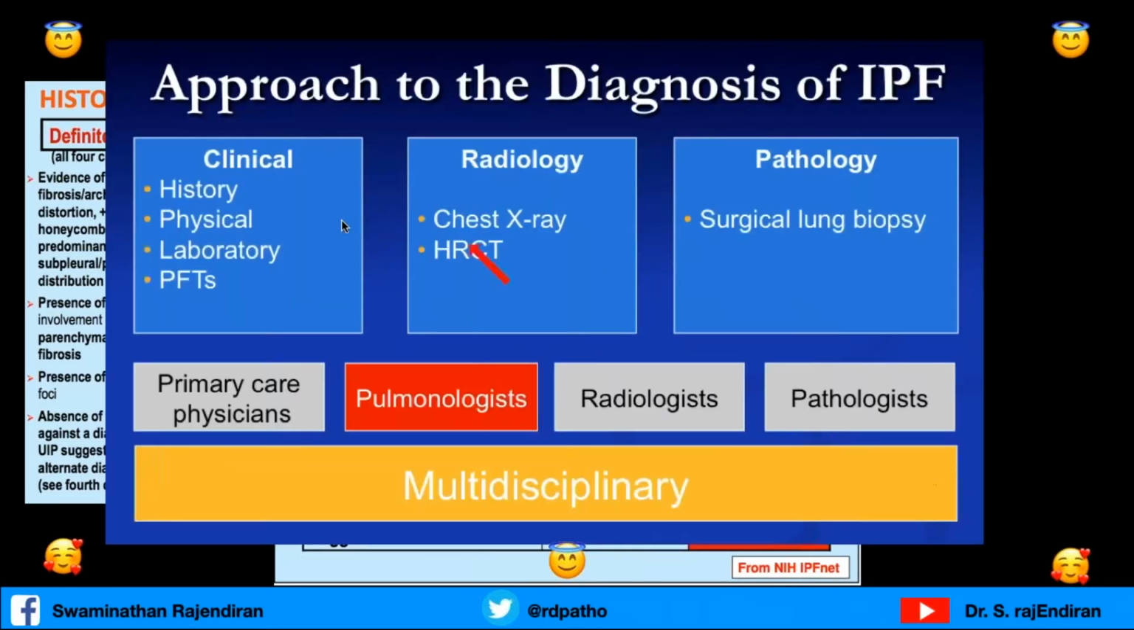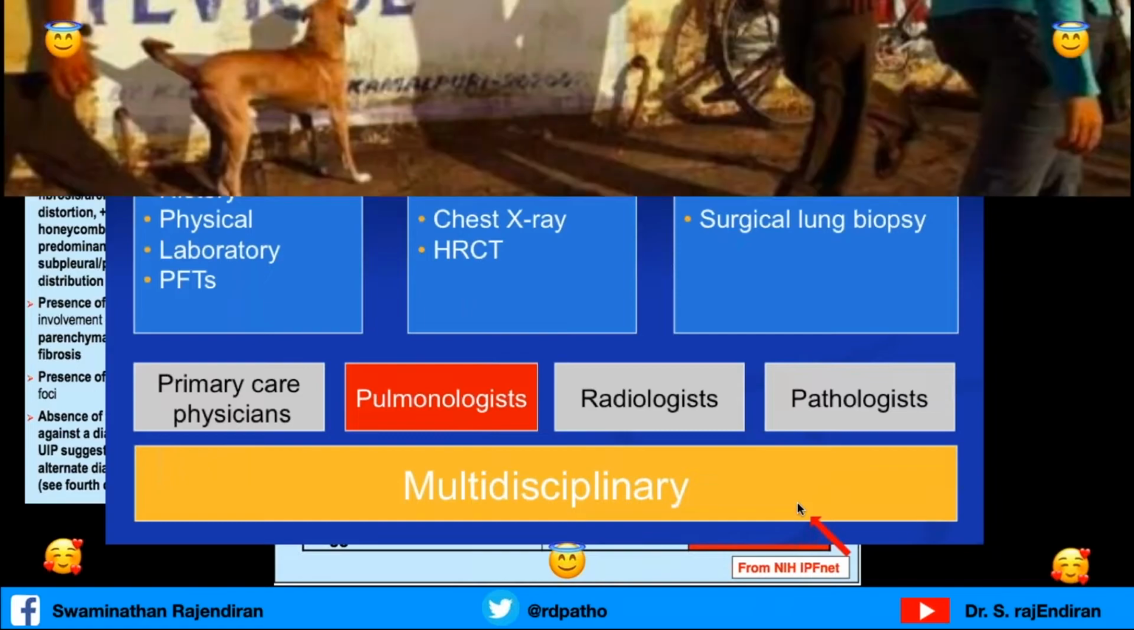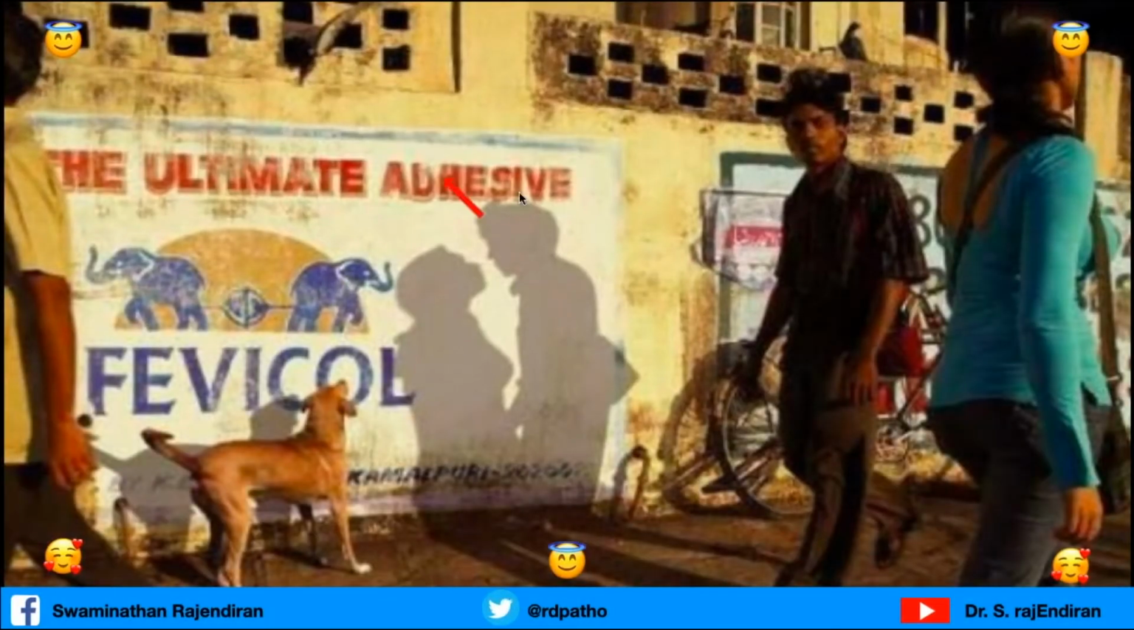Always you have to correlate with the clinical, radiological, and pathological findings. It is a multidisciplinary team approach. That is very, very important.